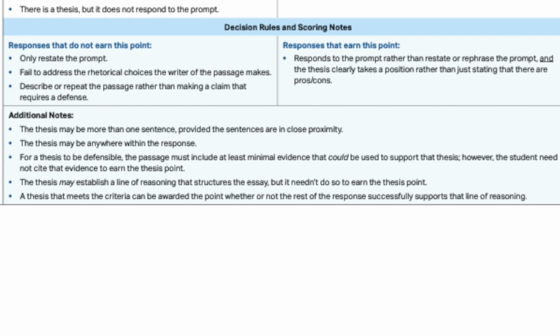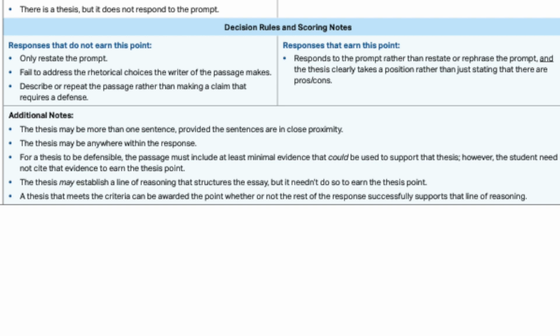It might be more than one sentence as long as they're in close proximity. No, it's going to be one sentence. We've already worked out how to build it. Just do that. It can be anywhere in the response. No, it's going to be after the introductory paragraph. We don't want them to hunt for your thesis. So those are the big things with row A.